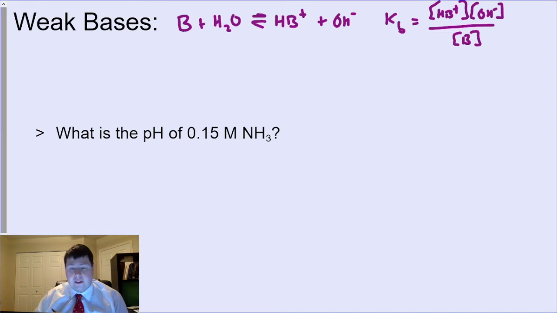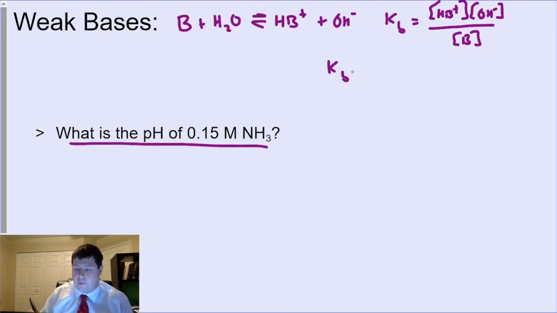Now, in order to solve this, I'm going to have to use our old friend, an ICE table. So let's take a look at a specific example. What is the pH of 0.15 molar NH3? Well, if you look in the back of your textbook, we know that the Kb, the base dissociation constant for NH3, is 1.8 times 10 to the minus fifth.